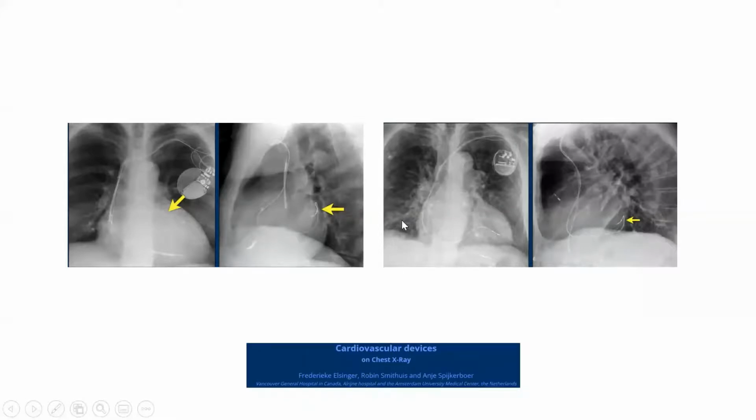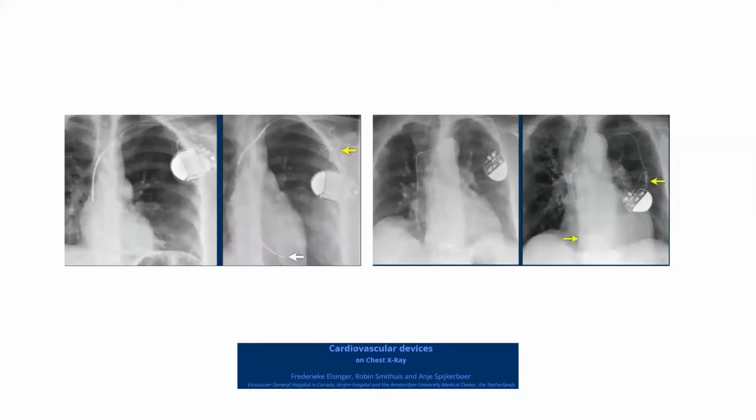Now, this one is an RV lead and coronary sinus lead. And there is also an RA lead here. The lateral X-ray is showing it also. The RA lead is here, the RV lead is here, and the coronary sinus lead is this one. So these are ICD, CRT, or bivent ICD.